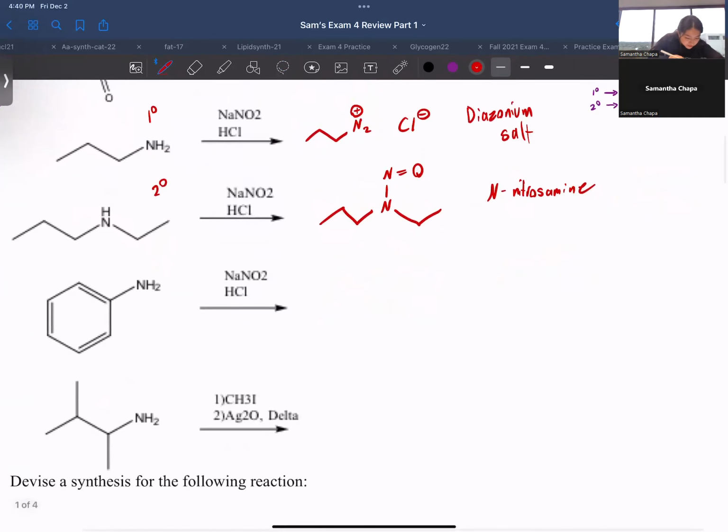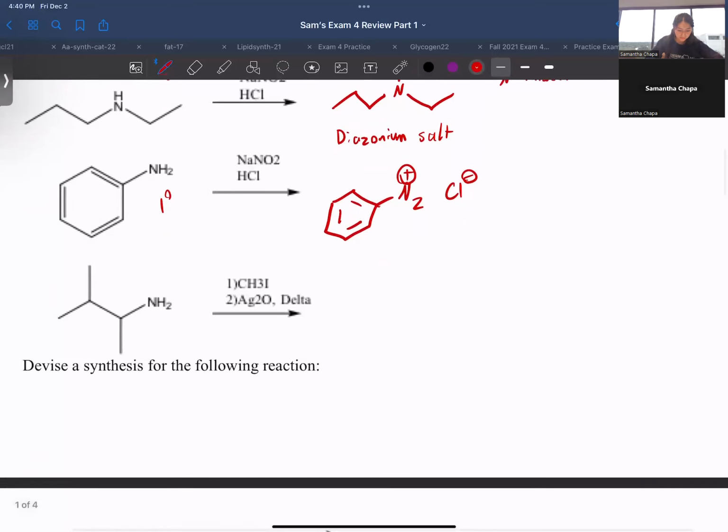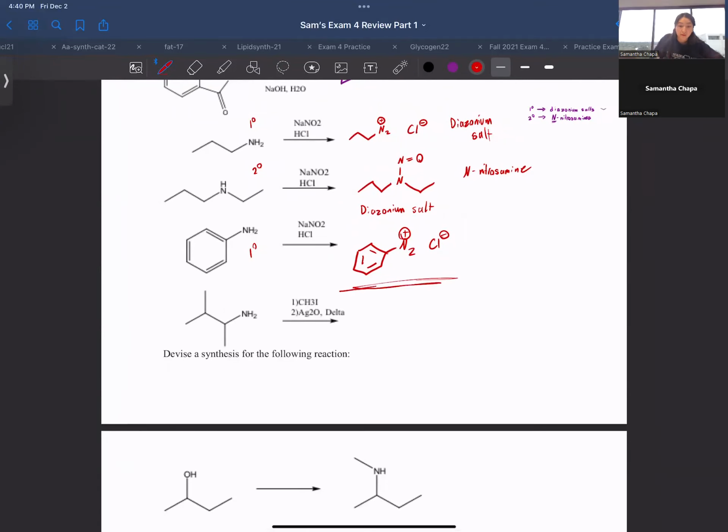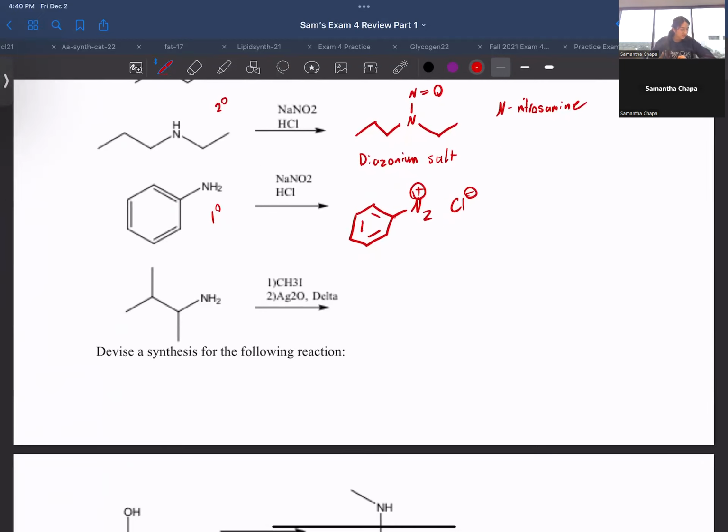Okay, cool. For this next one, same thing, primary amine, it's gonna make a diazonium salt. And just substitute that NH2 group with N triple bonded to N, which gives me a positive charge, and chlorine to balance that charge. Okay, cool. And this is going to be important for a lot of the reactions that you have to memorize for this test. Okay, so for this next one, it's Hoffmann's.